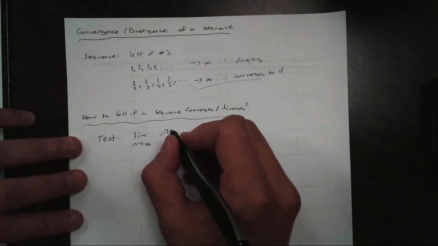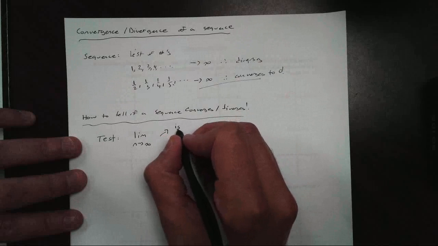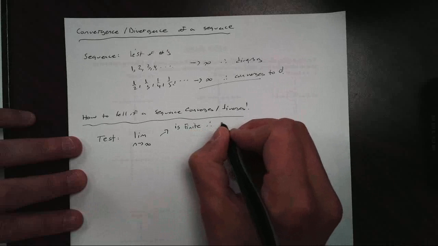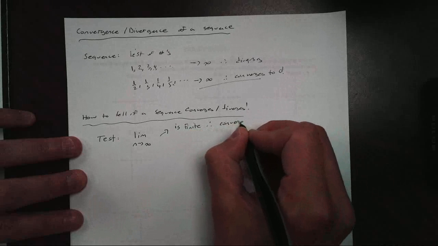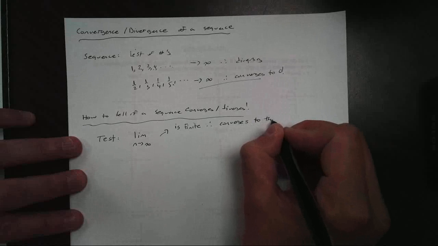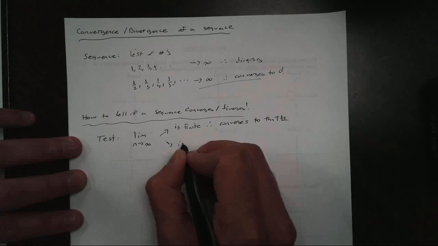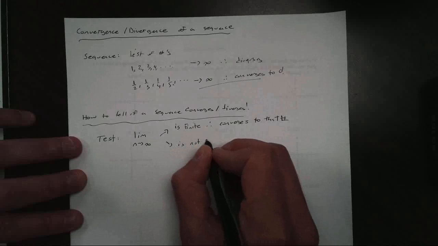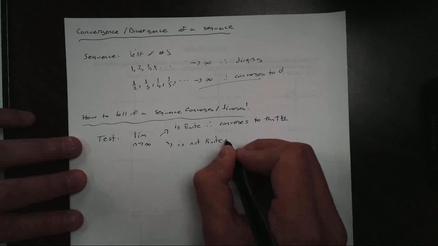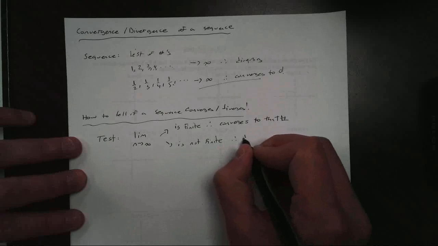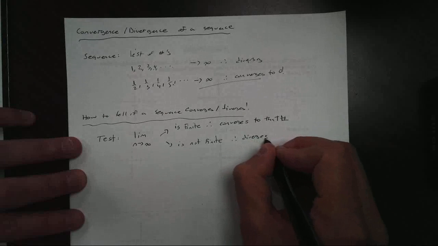So we're going to take the limit, and here's the rule. If we get a number that is finite, we say the sequence converges to that number. We'll talk about that in just a second. If the limit is not finite, in other words, you get infinity or some other weird thing, we say the sequence diverges, and we just leave it alone.